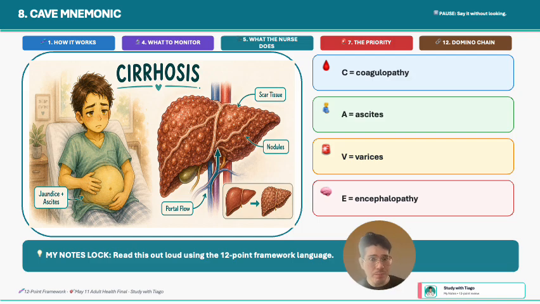If I see bleeding, I think coagulopathy or varices. If I see abdominal distension and shortness of breath, I think ascites. If I see hematemesis, I think varices until proven otherwise. If I see confusion, sleeplessness, or personality change, I think hepatic encephalopathy. Okay? Think of it like this. Cirrhosis lives in CAVE. Coagulopathy, ascites, varices, encephalopathy. Okay?